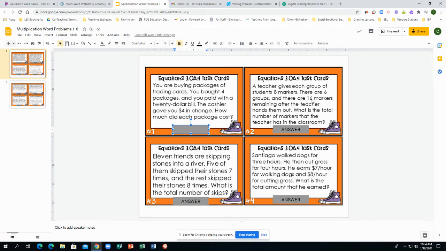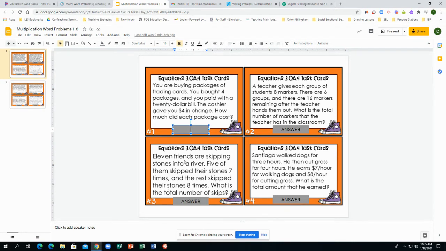And then there was still 16 markers remaining. So the teacher still had an extra 16 markers. How many markers did she have total? Again, you'll have 2 math problems to solve. Find your answer, make sure you label it. Pause your video.